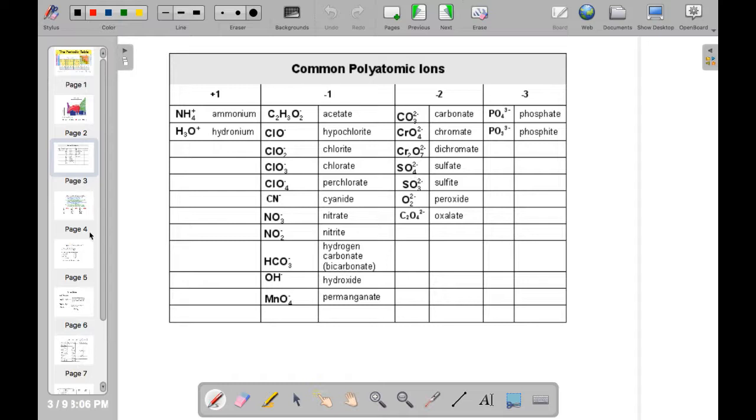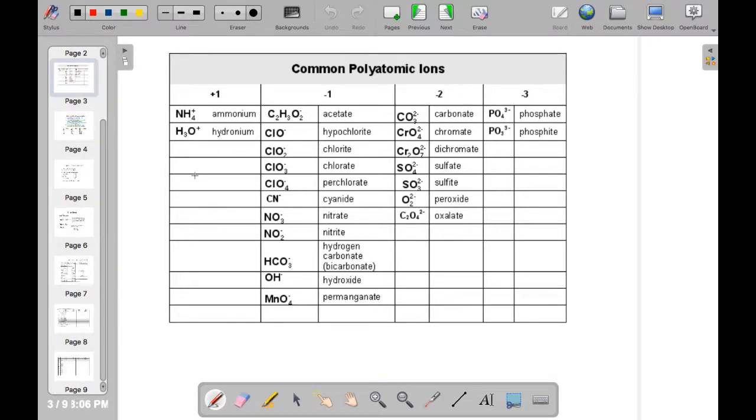So we'll do some more work with that. But I hope that helps you understand the basics of cations, anions, how they combine together to form ionic compounds, and a basic idea of what polyatomic ions are. So keep practicing and hopefully good things will happen.